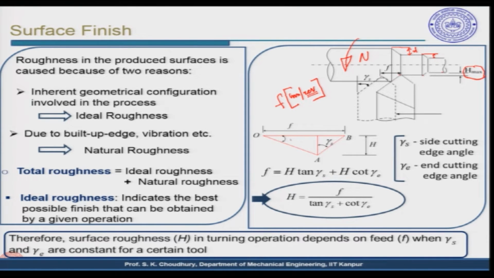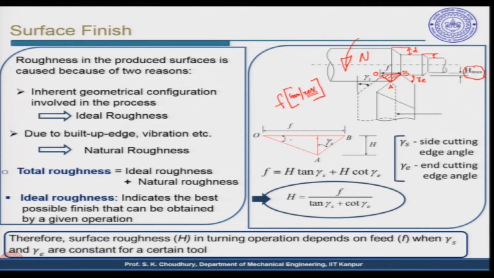Now, let us see that from this point to this point, this will be the feed, and if this is the sharp tool which is being used, this angle will be the side cutting edge angle and this angle will be the end cutting edge angle. Now, if we take this small triangle and exaggerate it, let us call this point A, this point B, and this point O. So, we will take the triangle O, B and A.